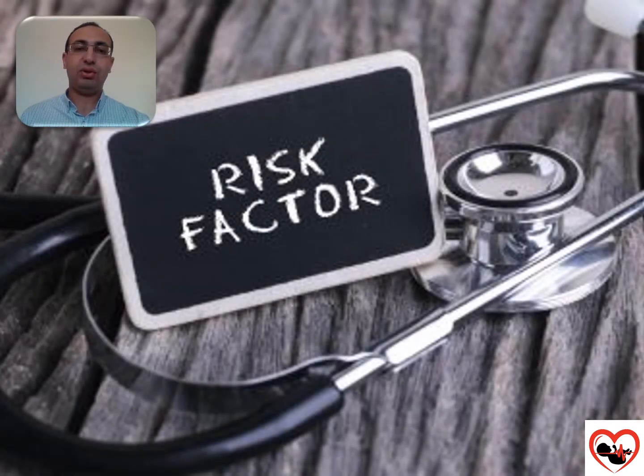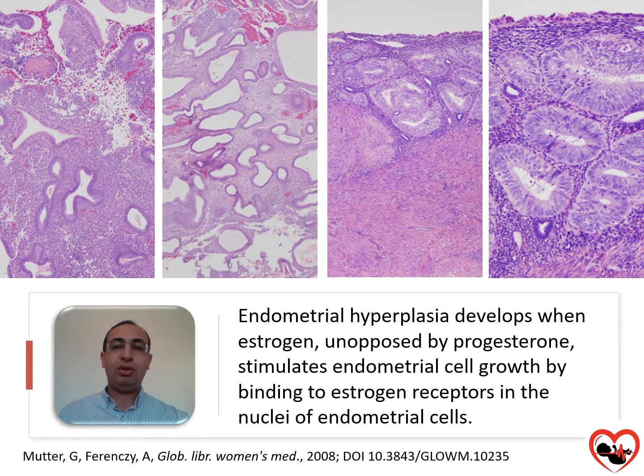Risk factors of endometrial hyperplasia. Endometrial hyperplasia develops when estrogen unopposed by progesterone stimulates endometrial glands, binding to estrogen receptors in the nuclei of endometrial cells.